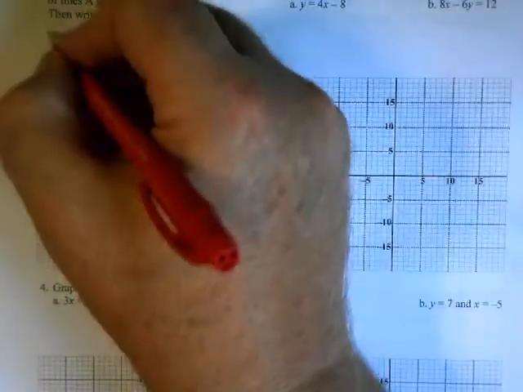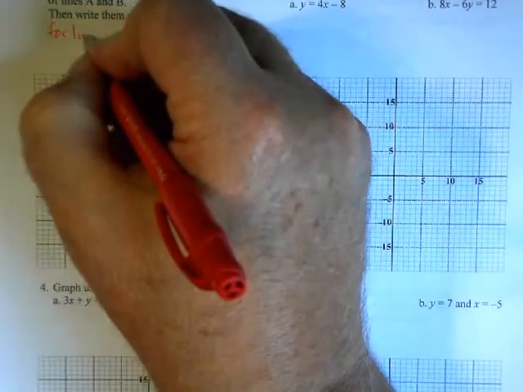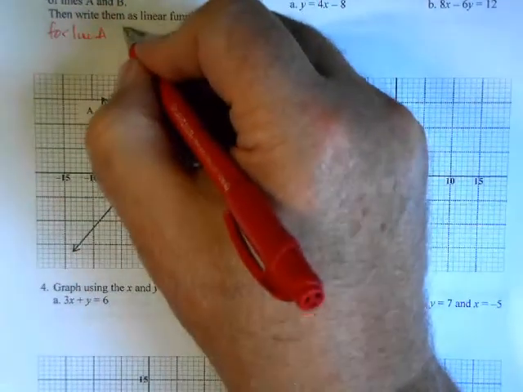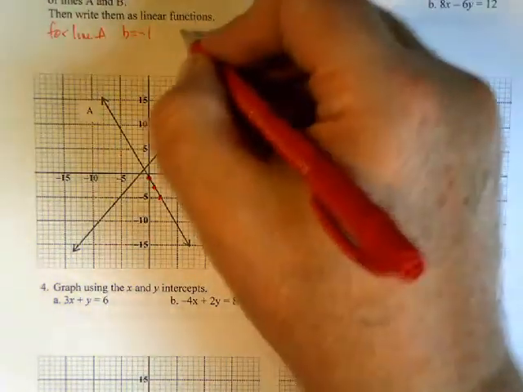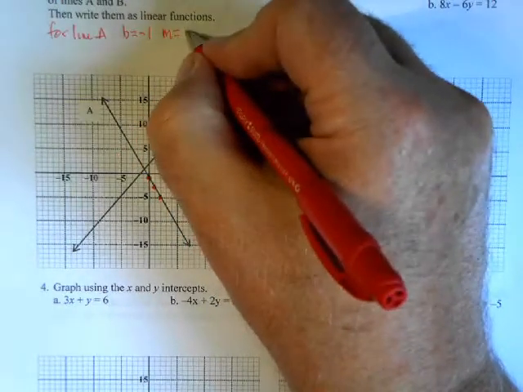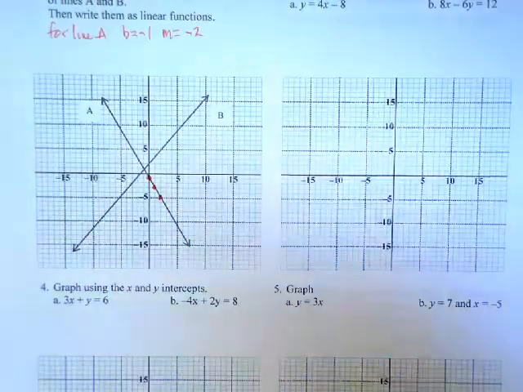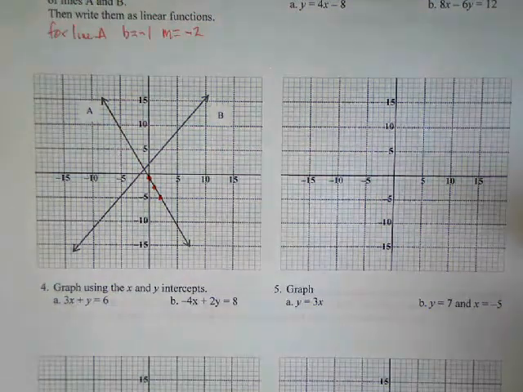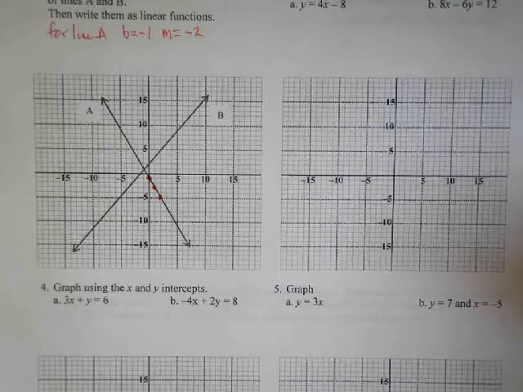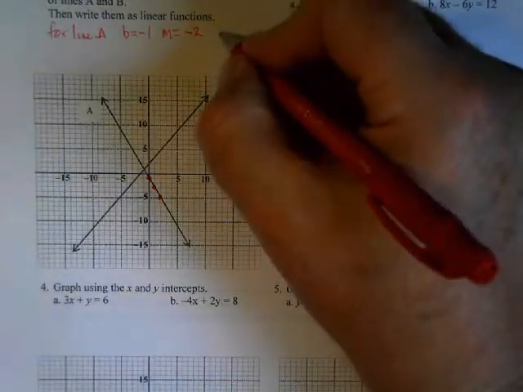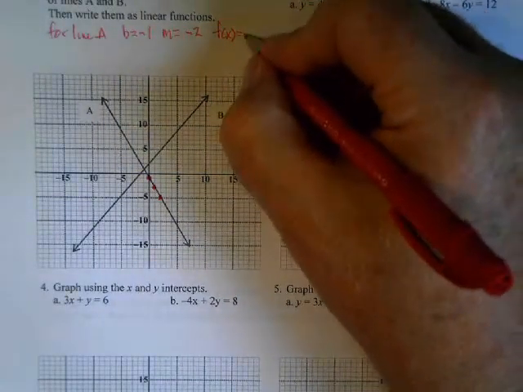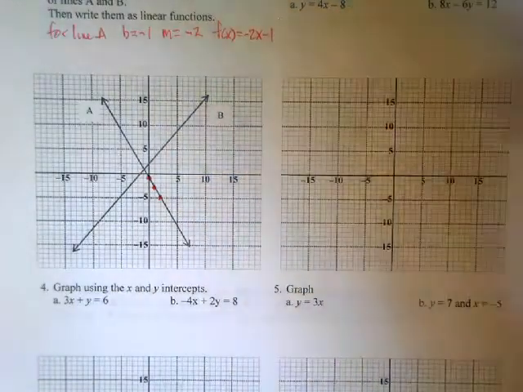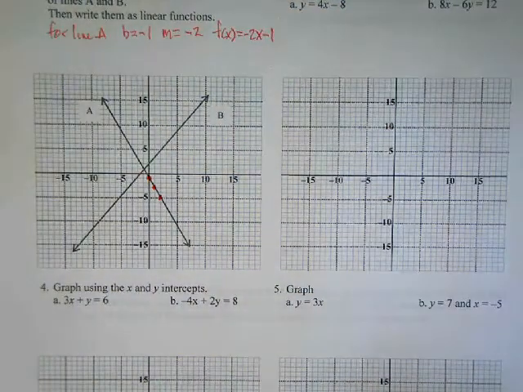So for line A, it crossed the y-axis at negative 1. My slope is negative 2. By the way, even though it's often written as a fraction, any whole number can become a fraction if I simply go over 1. And then in function notation, I will have negative 2x subtract 1 as my linear function.